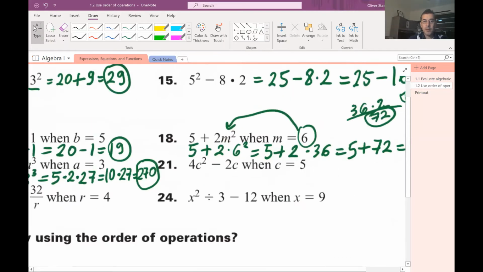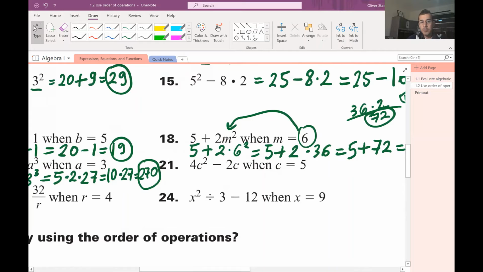21. 4c squared minus 2c, when c equals 5, so this becomes 4 times c is 5, so 5 squared minus 2 times c is 5. So here we have multiplication, powers, subtraction, and multiplication. Powers is the one that's going to be done first, so 4 times 5 squared is 5 times 5, which is 25, minus 2 times 5.